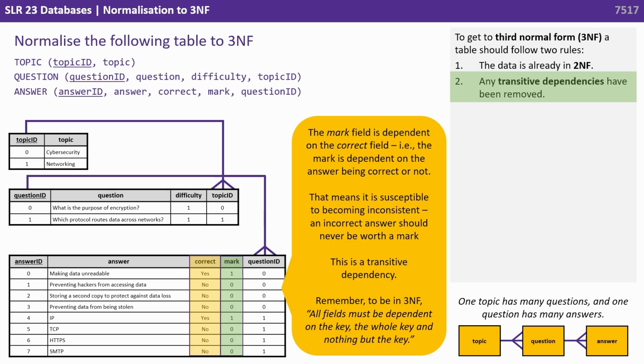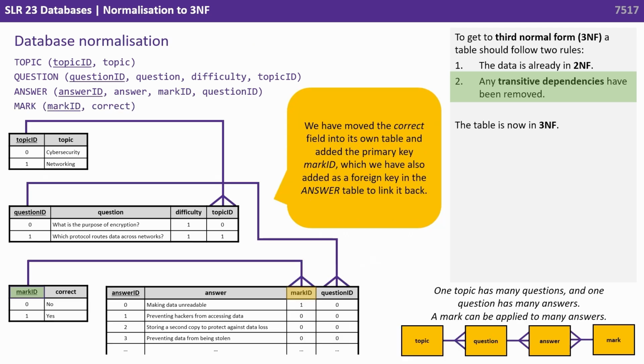Remember, to be in third normal form, all fields must be dependent on the key, the whole key, and nothing but the key. We've moved the correct field into its own table and added the primary key, mark ID, which we've also added as a foreign key in the answer table to link back. The table is now in third normal form.